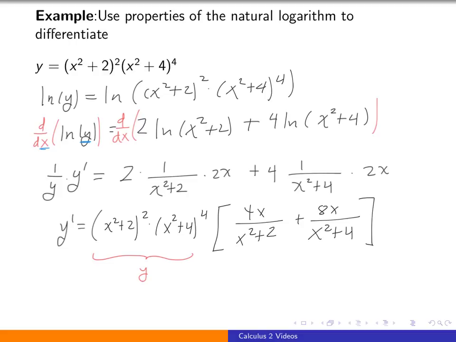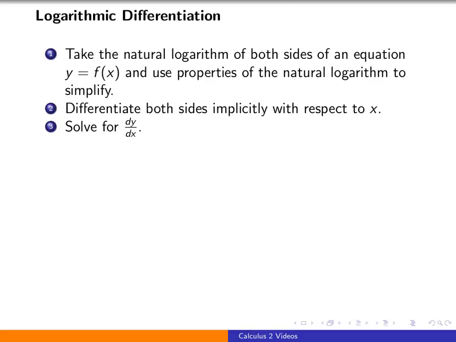Now, as mentioned, you could most certainly have used previous rules of differentiation, so a product rule combined with two chain rules. But logarithmic differentiation gives us a different approach. And just to summarize the steps used here, when you're going to differentiate logarithmically, which works really well when you have functions which have lots of powers, products, and quotients, you take the natural log of both sides of the equation and you use those properties of the natural log to simplify. Once you've done so, you implicitly differentiate both sides with respect to x, and then you very quickly isolate the dy dx. Essentially, you multiply both sides by y.